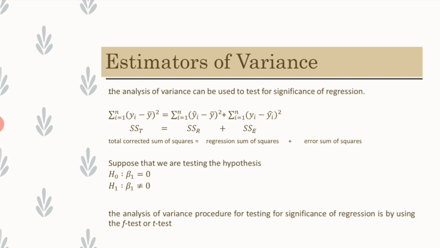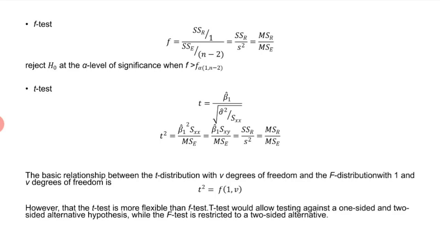Null hypothesis: β1 is equal to 0, and alternative hypothesis: β1 is not equal to 0. The analysis of variance procedure for testing for significance of regression is by using the F-test or t-test. And this one is the formula to find the F-test and t-test. You can see it in the slide.